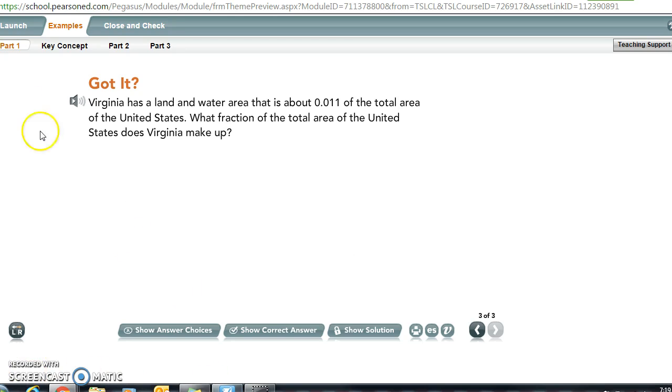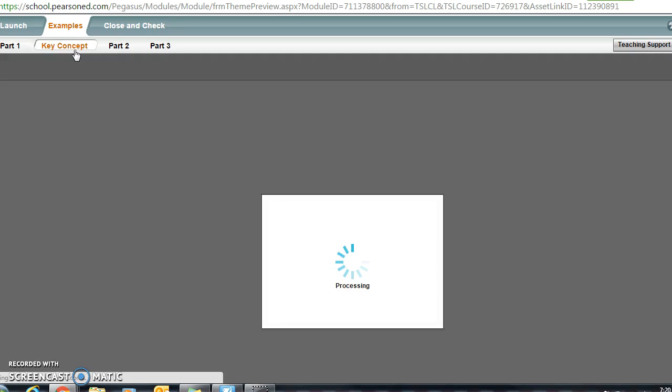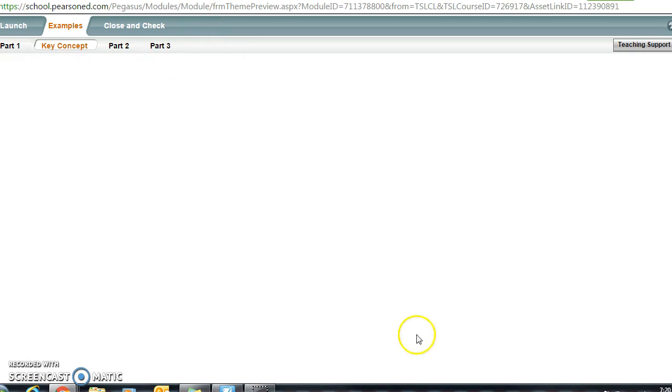When you're done with that, I would like you to go on to this Got It and try it on your own. Here's what they say. Virginia has a land and water area that is about 0.011 of the total area of the United States. What fraction of the total area of the United States does Virginia make up? So go ahead and write this in your notes and then put it in simplest form. I will be checking this and putting it into the grade tomorrow. And we're going to go ahead on to key concept. If you need to pause, please do so.